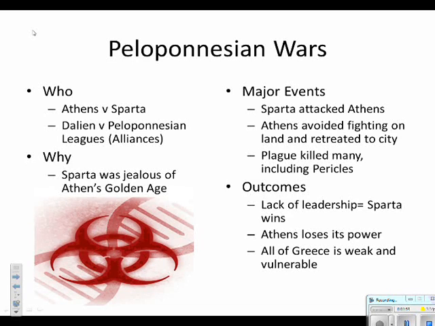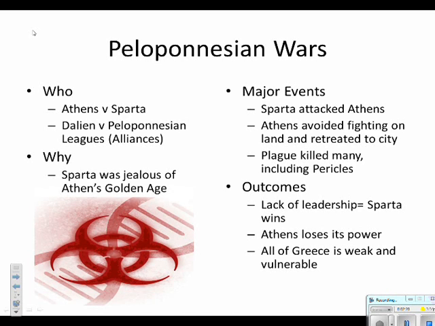So major events. Sparta's going to attack Athens with that powerful military. Athens, though, doesn't want to fight them. They would not fight them on the land. They wanted to fight them on the sea, where they had the powerful navy. So they kept retreating to the city, pulling more and more people into the city away, kind of delaying fighting the Spartans. It's going to backfire, though, because a plague is ultimately going to hit Athens.